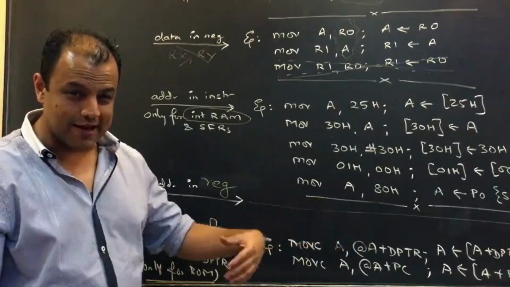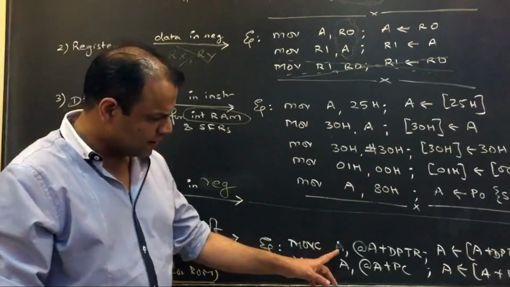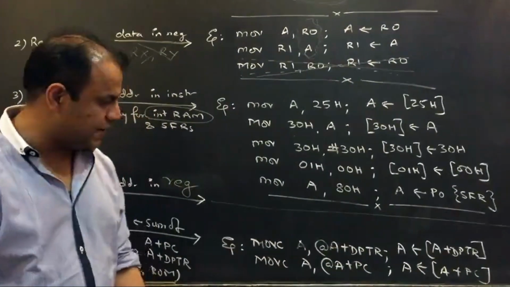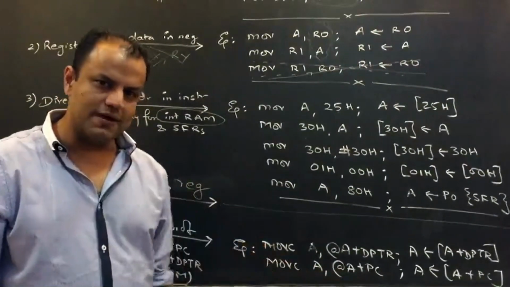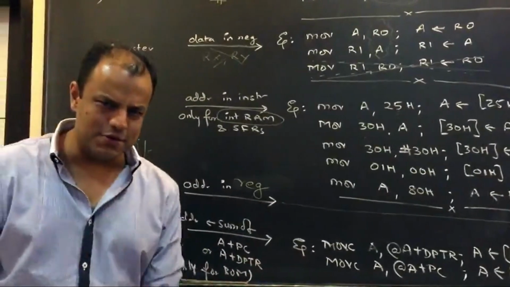So both examples will just read from the memory. So here A gets the data from the location pointed by A plus DPTR. Here A gets the data from the location pointed by A plus PC. Both are very obvious examples. Tell me, did you understand this?